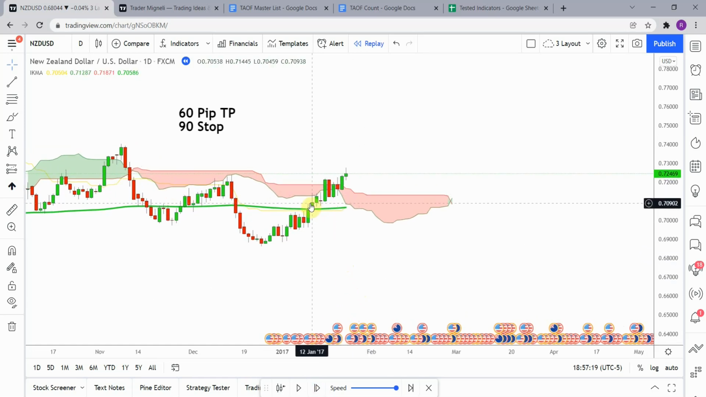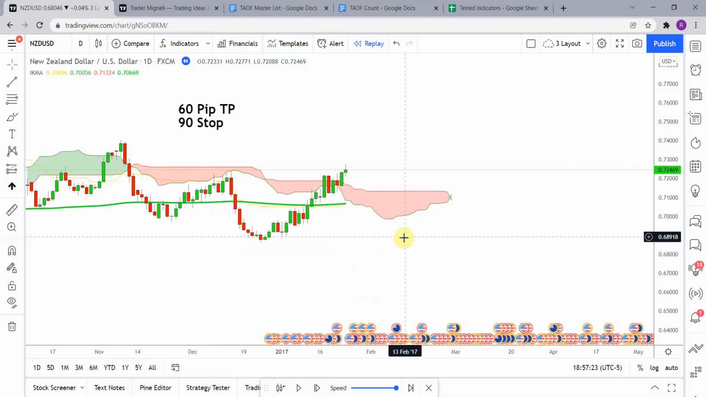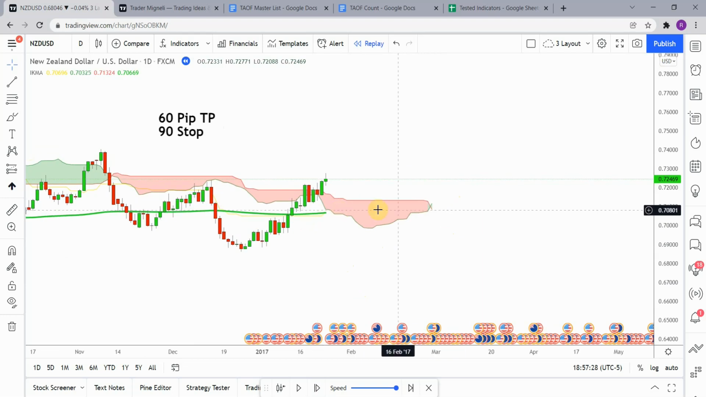Okay, so we get a break of price action above the EMA, and so now we are looking for the Ichimoku cloud, and keep in mind that the Ichimoku cloud is a leading indicator, and so it's way out here ahead of price action. So we're looking for that to go into the green color and display the green cloud. It looks like it's just now switching into the green, if I'm not mistaken.